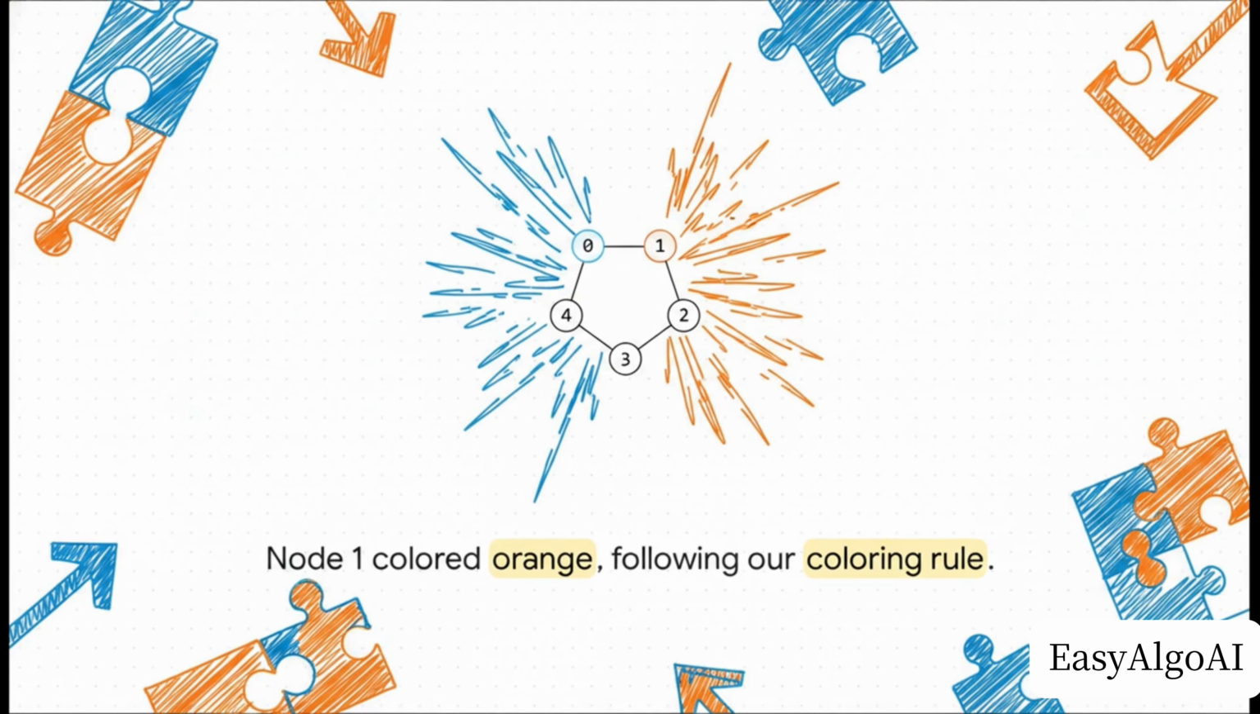Since node 0 was blue, our golden rule dictates that all of its neighbors absolutely must be colored the opposite color. So we make a DFS call to node 1 and, yep, we color it orange. We are off to a pretty perfect start here.